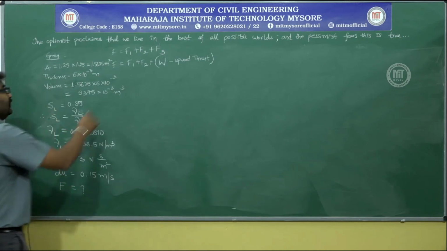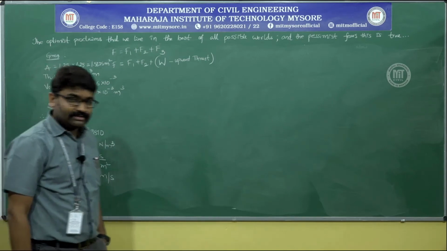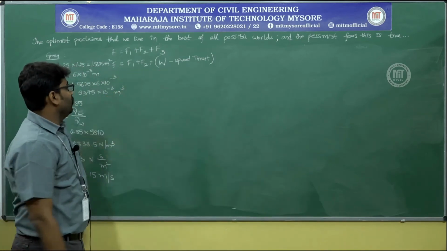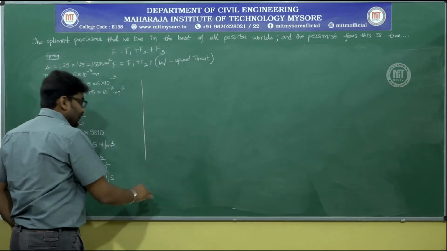Very, very important. That F is nothing but what I have written here. F is equal to F1 plus F2 plus F3, wherein F3 is W minus upward thrust. I will show you with a very simple diagram.